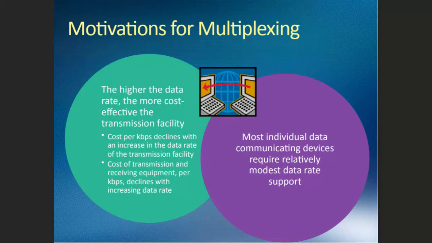Also, for end users, they don't really need high speed. Imagine you have a fiber optic cable and only 10 users are using it. This cable is very fast, it's a point-to-point link, and you are paying the telecom company $10,000 a month, and then only five users are sending.